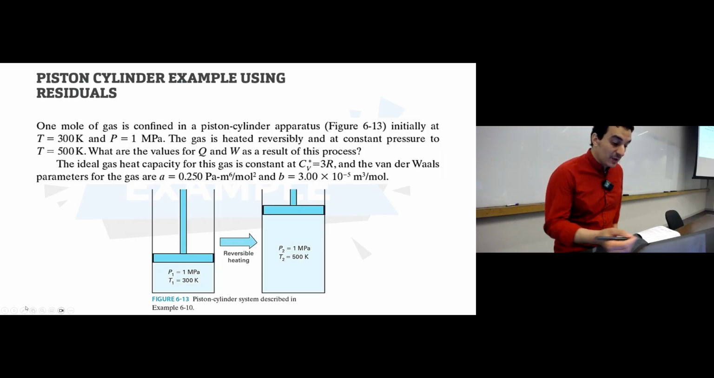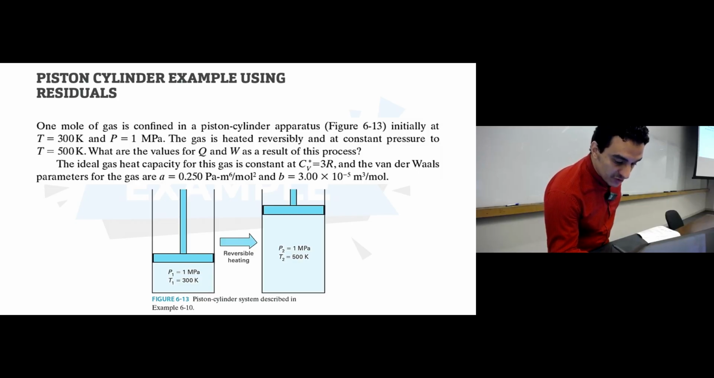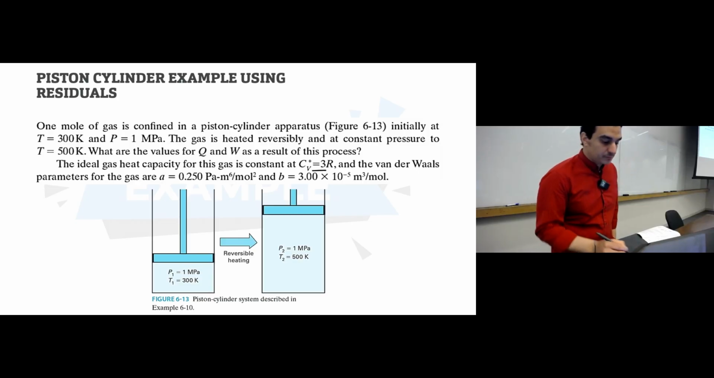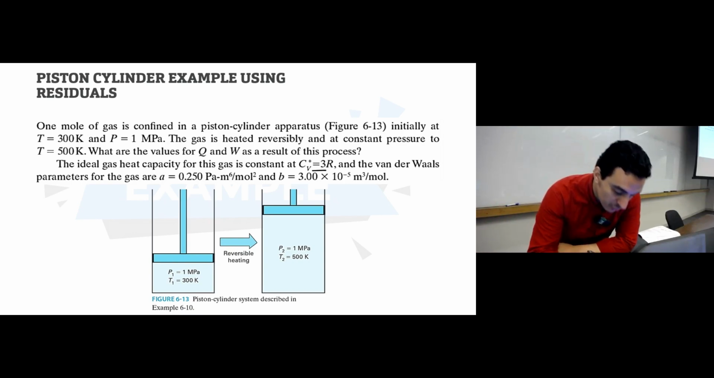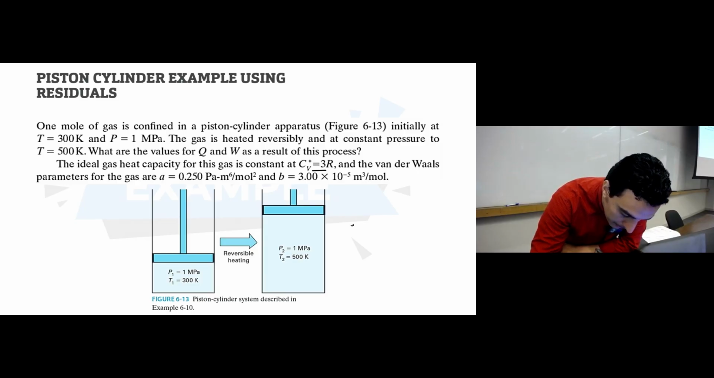Then it says the ideal heat capacity for this gas is 3R. Van der Waals parameters A and B, you have the parameters given here. So in this example, just 1 megapascal. This is equivalent to 10 bar. So here we are talking about high pressure.